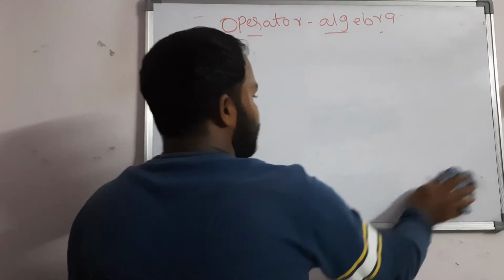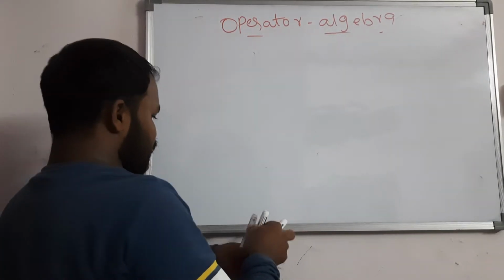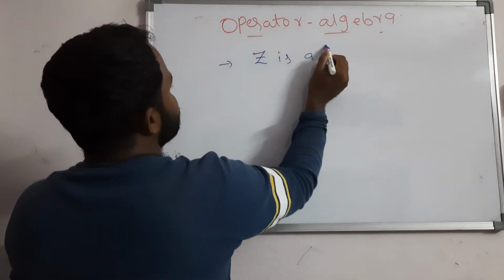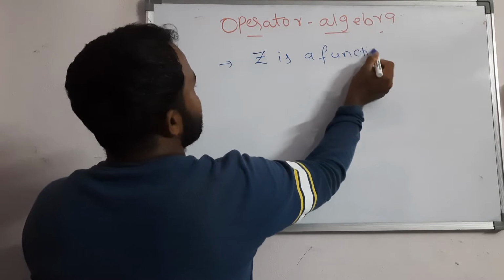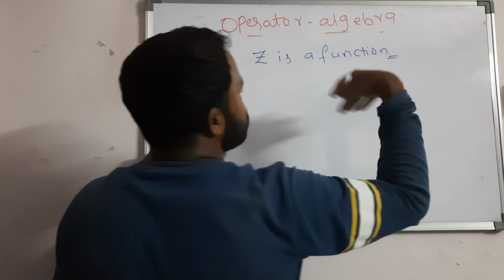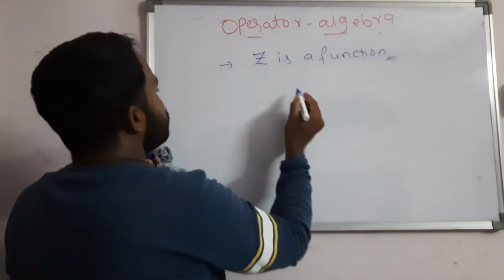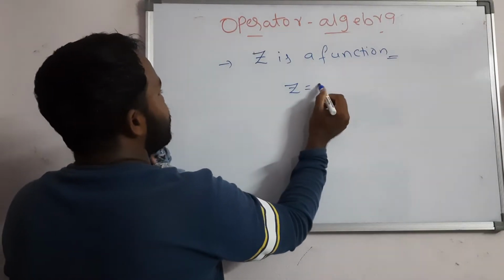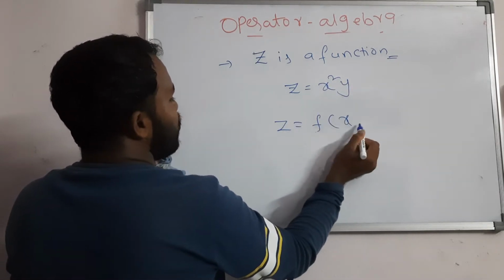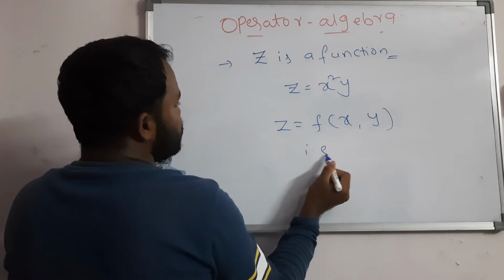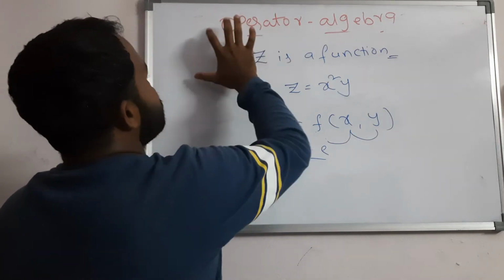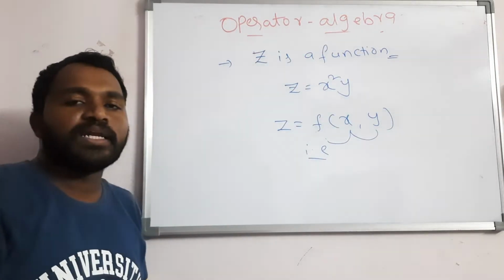Generally, Z is a function of two or more variables. For example, if Z is equal to x square into y, we can say Z is a function of x comma y. That means Z is a function of both variables x and y. So this is a general introduction to operator algebra.